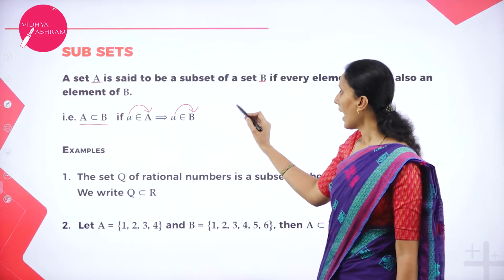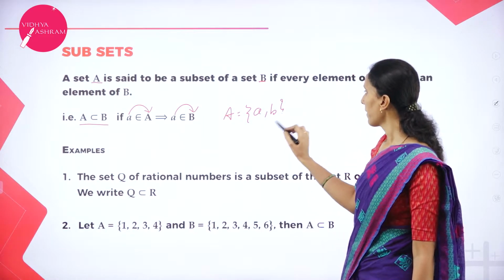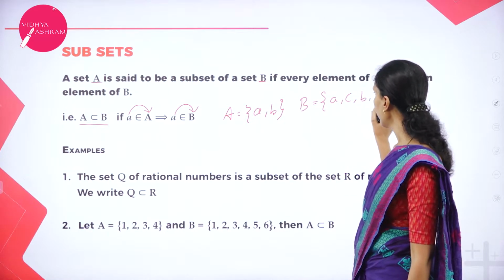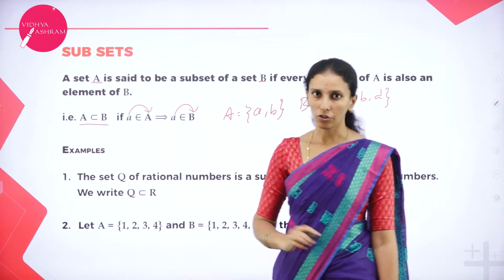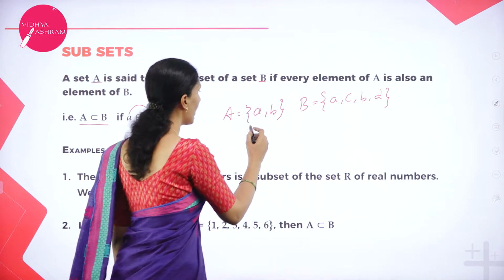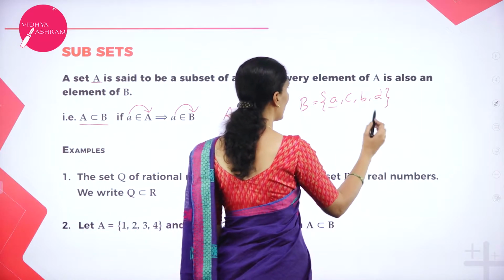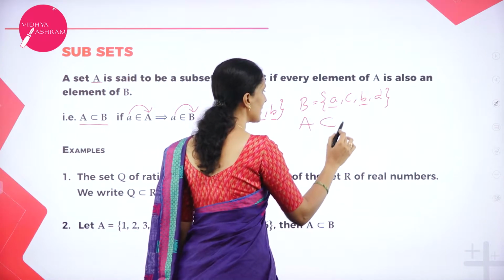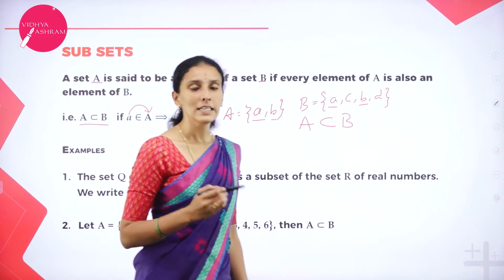For example, I'll take set A is equal to {a, b} and set B is equal to {a, c, b, d}. What is the condition here? A is said to be a subset of B if all the elements of A, what are the elements of A here? a and b, must be present in B. Yes, we have the elements a and b in set B. So therefore, we say A is a subset of B. So this is the symbol to denote the subset.